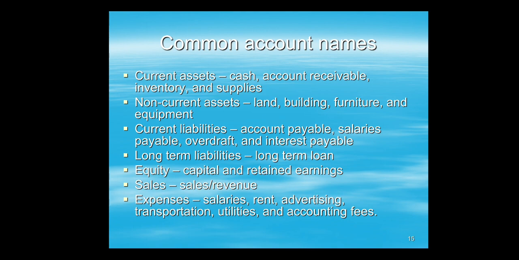There are other common account names for non-current assets: land, building, furniture, and equipment. For current liabilities, what are the common account names? Account payable and salaries payable. Account payable is like this. In accounting, if you have a business and one day you purchase supplies from a supplier, but you will pay next month, you purchase on credit, so the amount that you owe to the supplier, you record in account payable.